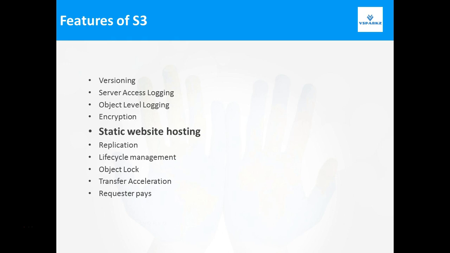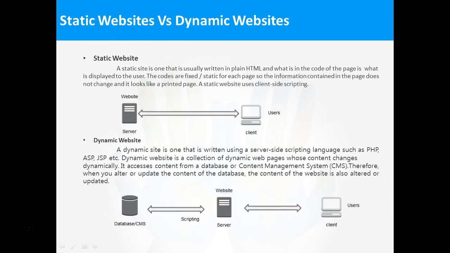These are the features of S3. The main features are versioning, server access logging, object level logging, encryption, static website hosting, replication, lifecycle management, object logs, transfer acceleration, and requester pays. We are going to see static website hosting in this video.